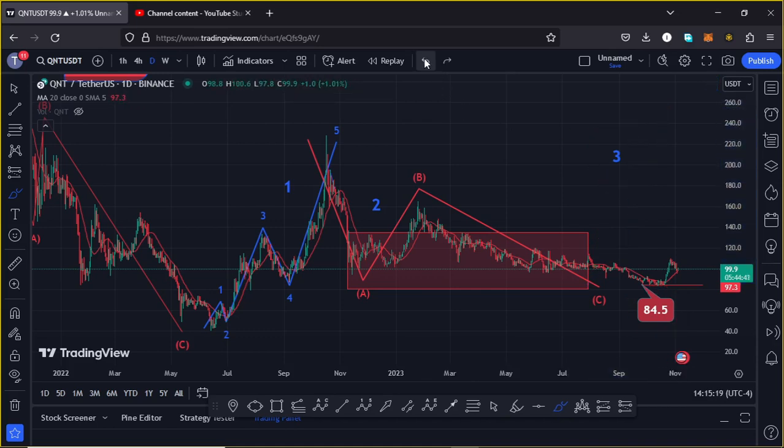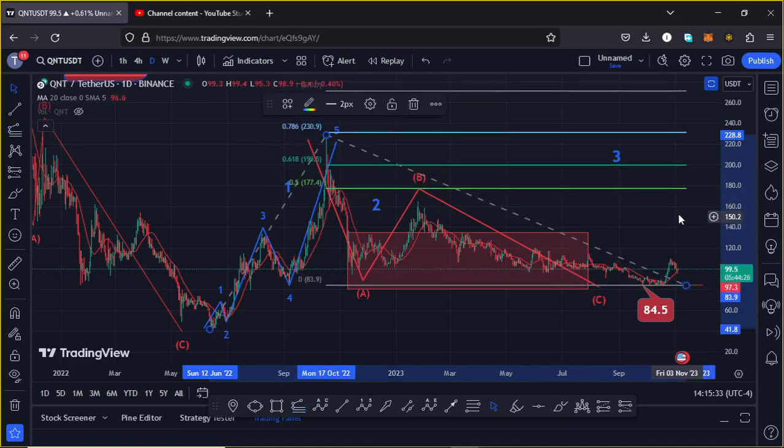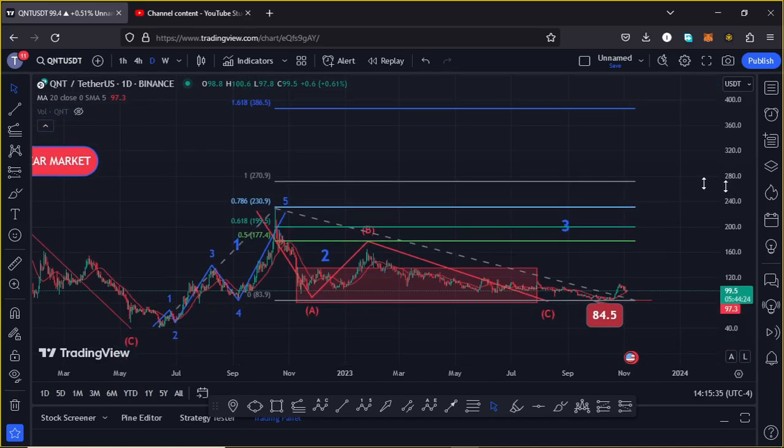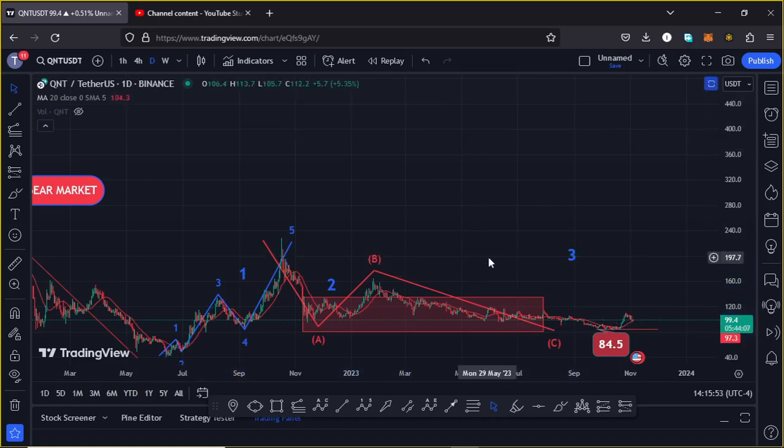And the minimum target area for that wave 3 can be given by connecting the trend-based Fibonacci from the low of the first wave down there to the high of that wave 1, then dragging the fibs to the low of the second wave, giving me a minimum target area at the fib level 1.618, and that is at around the $386.5 mark, which is the minimum that we can expect that wave 3 to the upper side to do. So that is what I'm keeping my eyes on here on the QNT chart in the short term and also in the long term.